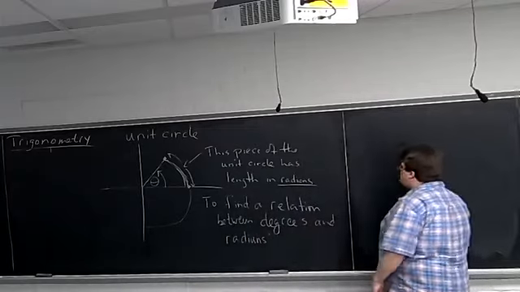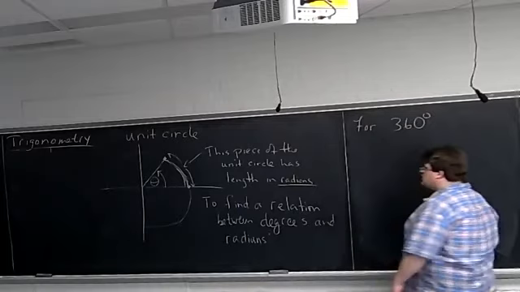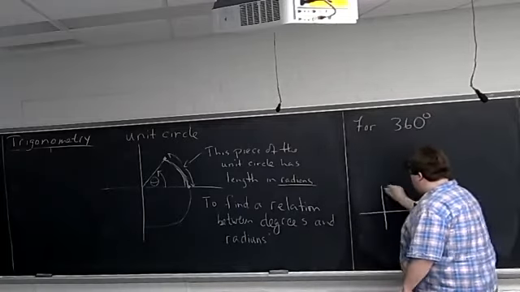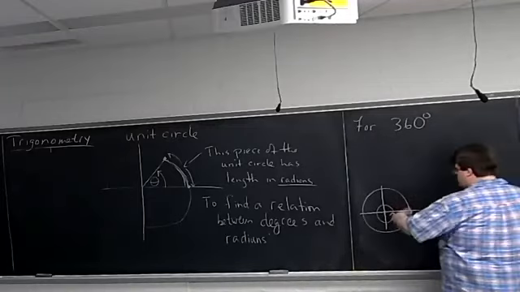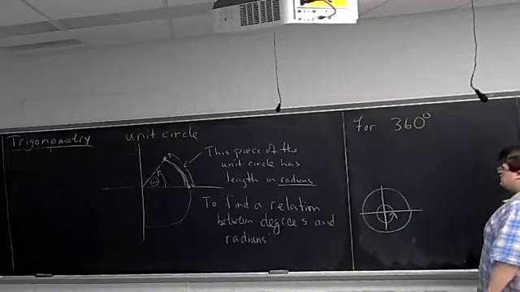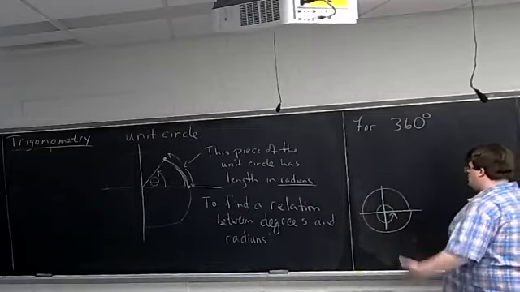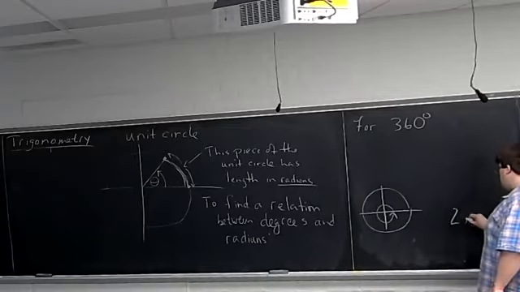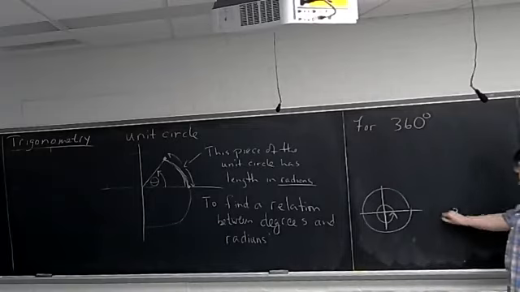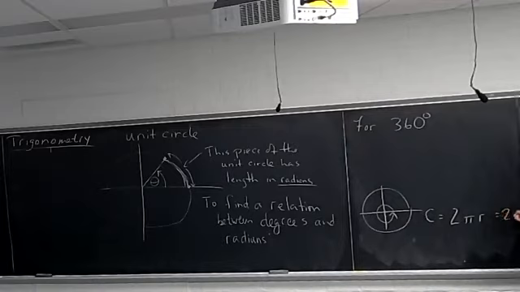let's make the observation up here. For 360 degrees, a degree measurement, that's the entire angle, the entire unit circle. Well, the angle is 360 degrees. What is the circumference of a unit circle? Well, the circumference of a circle is what? 2 pi times the radius equals circumference. Well, if the radius is 1, then the circumference is just 2 pi.